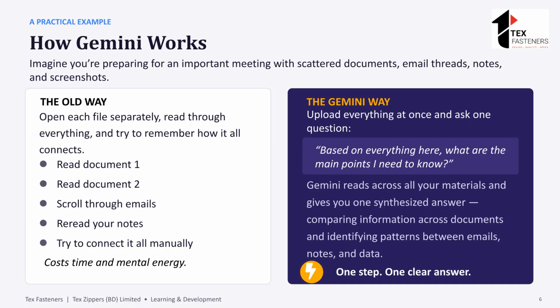Imagine that you're preparing for an important meeting. You have documents, email threads, notes, and screenshots. The traditional approach is to open each file separately, read through everything, scroll through emails, review your notes, and then try to remember how everything connects. This takes time and mental energy. The Gemini approach is different. You can upload the relevant materials and ask one clear question. Based on everything here, what are the main points I need to know? Gemini can then work across the materials to provide one synthesized answer while comparing information and identifying patterns. One step, one clearer answer.